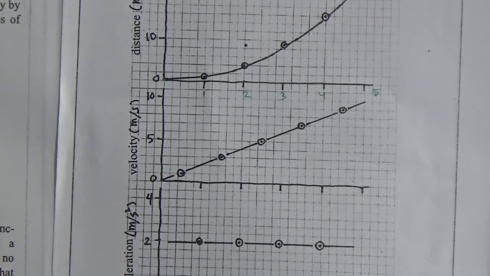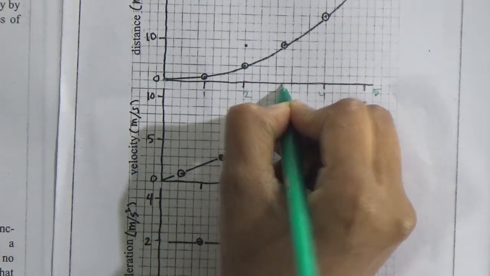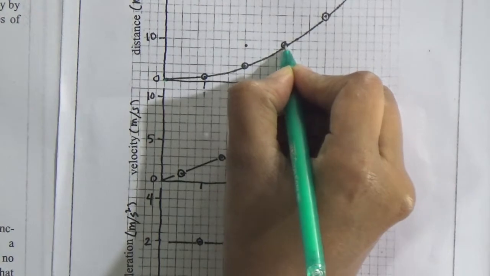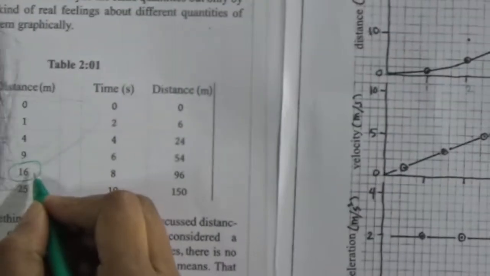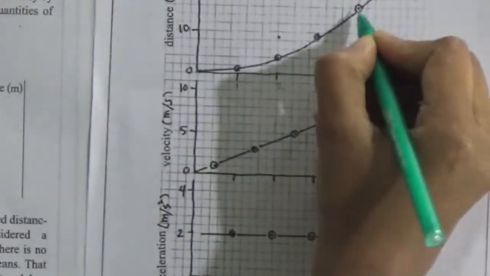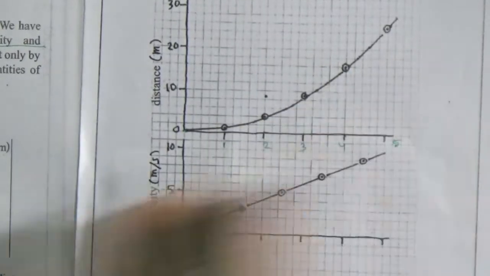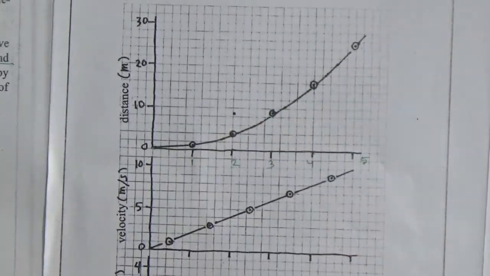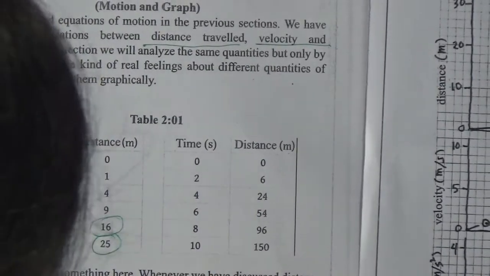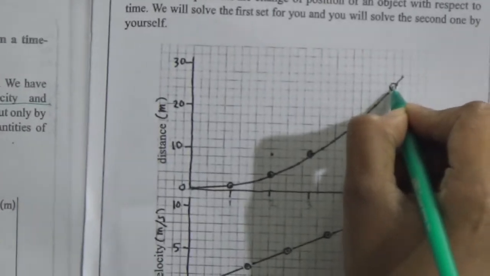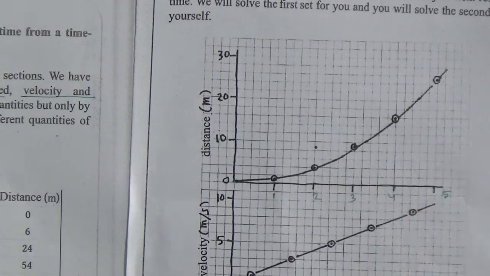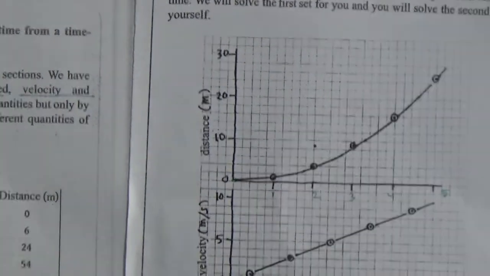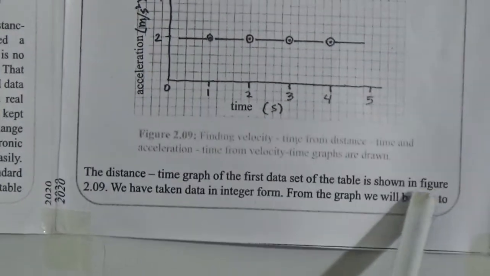When we put 3 seconds, we get the point for distance 9, and for 4 seconds we get the distance 16. For 5 seconds for time, we get distance 25. Then we consider this point, the distance point of 25. Now our graph is this type. The distance-time graph of the first data set of the table is shown in the graph.